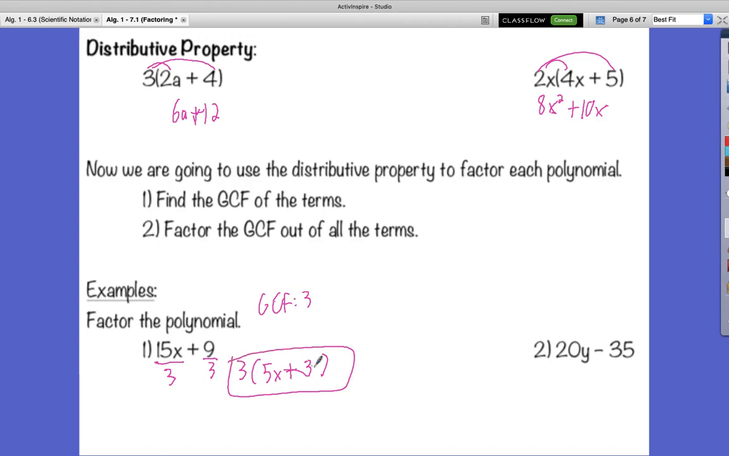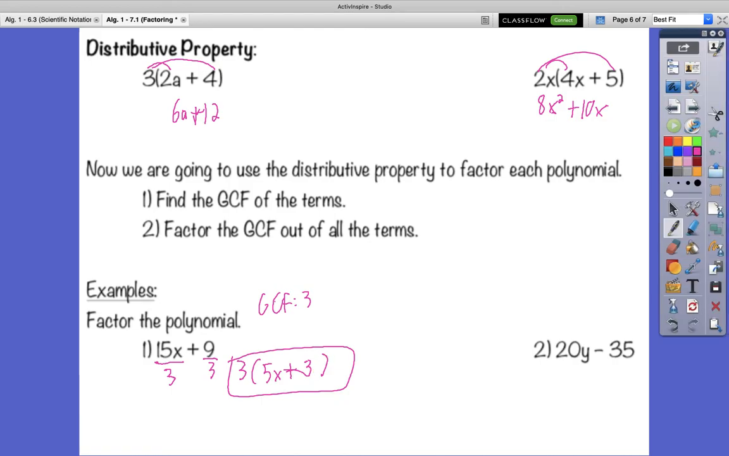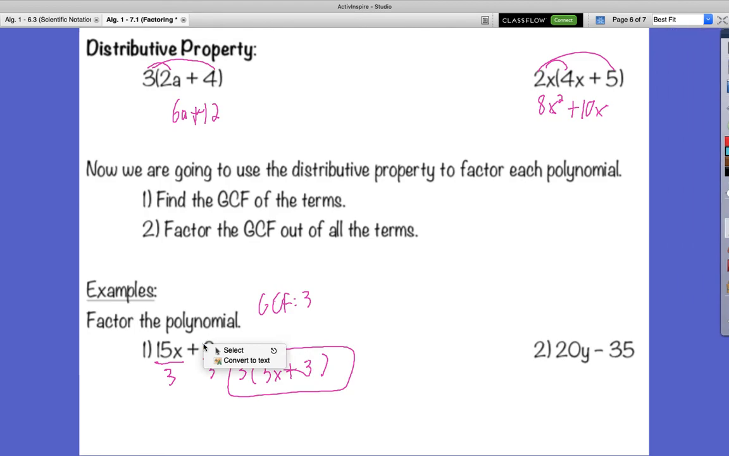Now notice, like I said, did we end up ending with what we would start with in our previous problems? Yeah. And if we went back through to check this, we could distribute it, and we should get exactly what we started with. So if we distribute it, what's 3 times 5x? 15x. What's 3 times 3? 9. So did we end it with exactly what we started with then? Yeah. So if you can go back through and redistribute, you're going to have your answer.